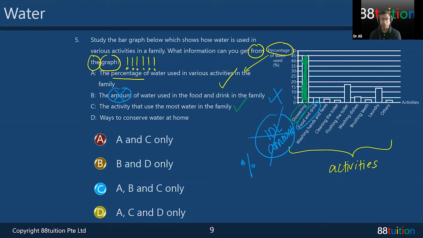Finally, does the graph show the ways to conserve water at home? No, it doesn't show any indication of how to save water. It only shows that people are using water, how much water is being used for what purpose. Is it a lot or little? That's it. But not even the exact amount. So B is wrong, D is wrong, A and C are correct. So the answer will be just A. All right.